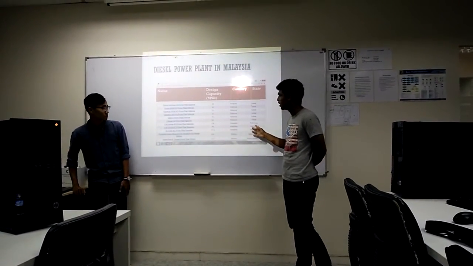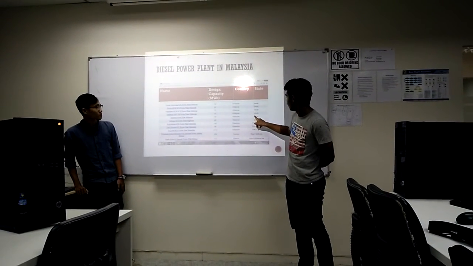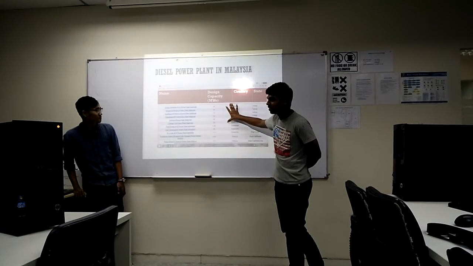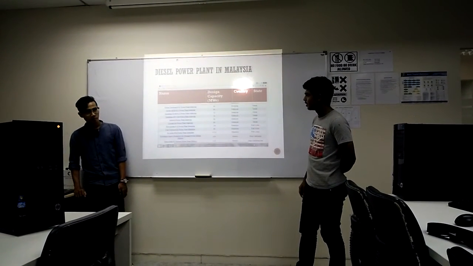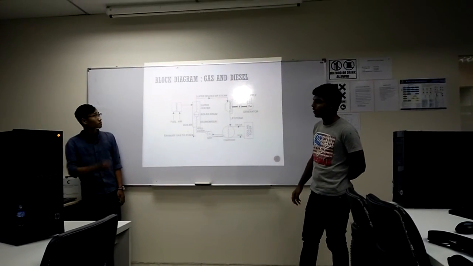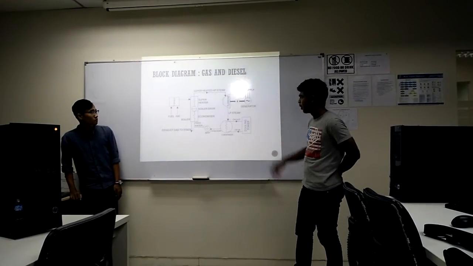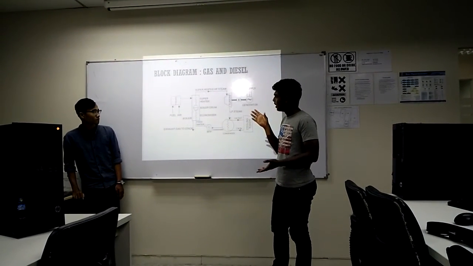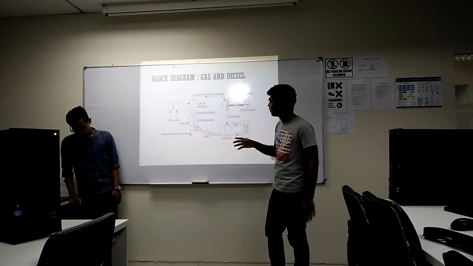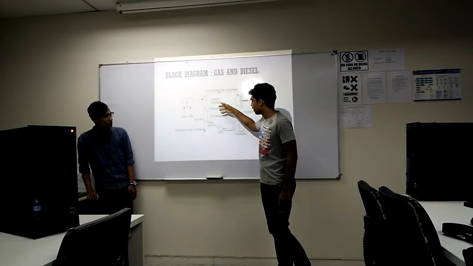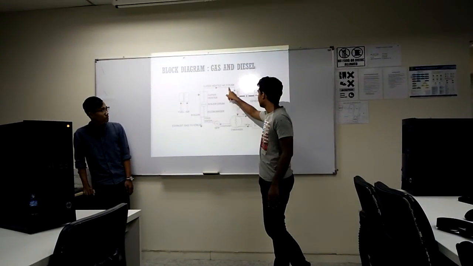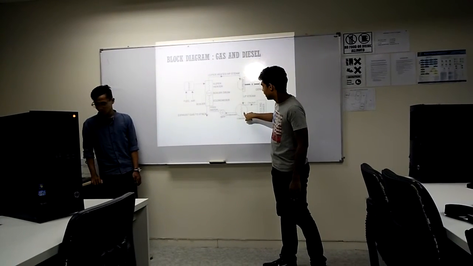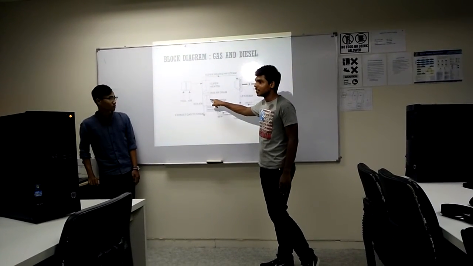Okay, this is a diesel power plant in Malaysia, which is one of the main power plants in Malaysia that use diesel. Okay, this is the plot diagram for the gas and diesel power plant. This is the fuel and air. This furnace is the device that can heat something to high temperature and go into the boiler drum. It will be heated again and compressed, and it will form steam and shoot at the turbine to generate the power. And the water will go to the condenser and be reused in the boiling system.